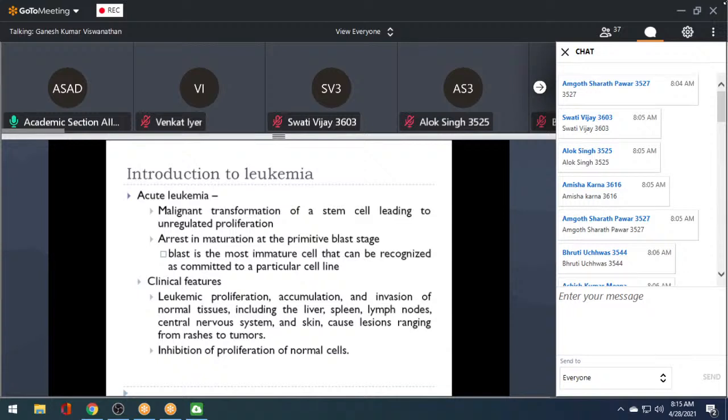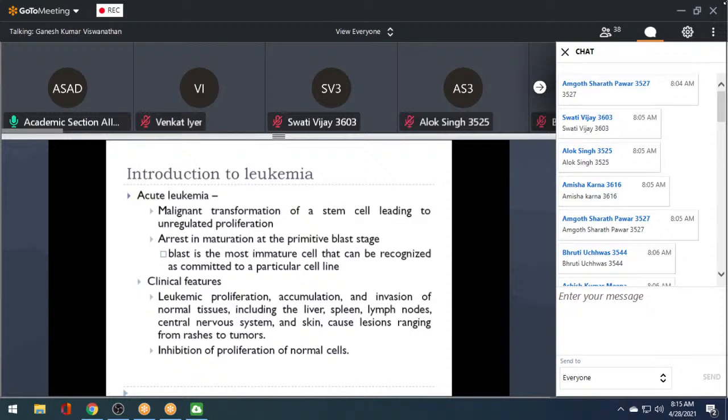It's the most immature cell, and usually you see that the cell is committed to a particular line, meaning it can be a lymphoblast or a myeloblast. So how does the patient present in the clinic? Because these cells proliferate, they accumulate in the tissues, leading to different manifestations.